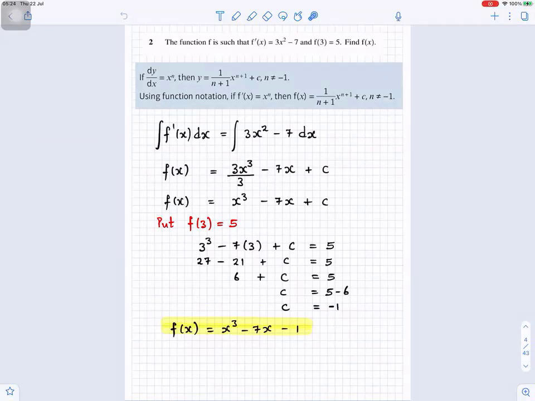Now f(3) is equal to 5. So you substitute x to be 3, and then you would find c to be minus 1. So put x is 3, and then you solve it, you get c to be minus 1. So f(x) is x^3 - 7x - 1.